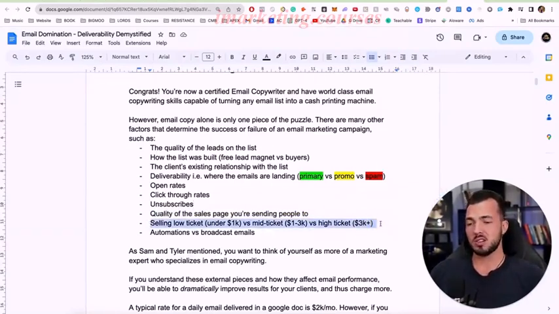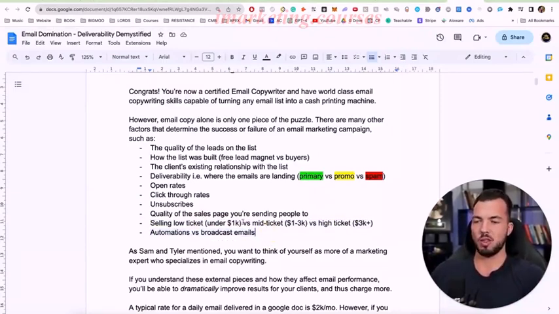Selling low ticket versus mid ticket versus high ticket, right? So in general, anything that is under $1,000, you're going to want to sell typically with a sales page or a VSL or something like that. They can just swipe their card. Mid ticket is like 1,000 to 3,000. So typically you would sell this on a webinar or something like that, like an hour long, 2-3 hour long, live or pre-recorded webinar. And then high ticket generally over $3,000 is typically sold one-to-one over the phone. Now, of course, there are exceptions to these rules, but that's the general nature of it, okay?